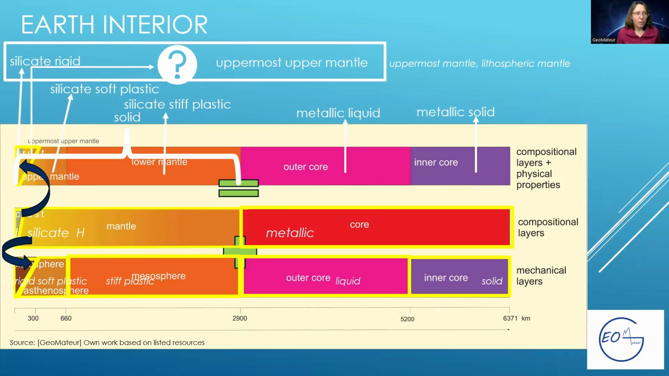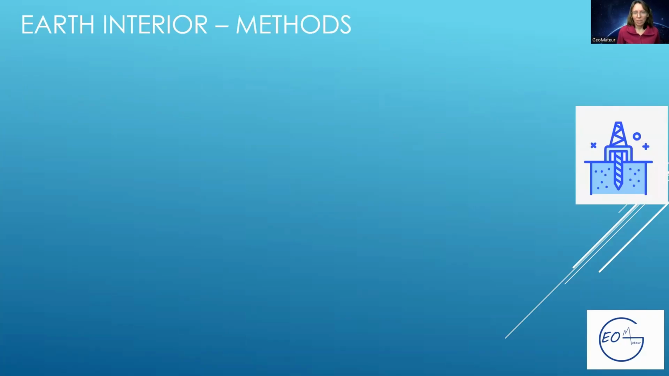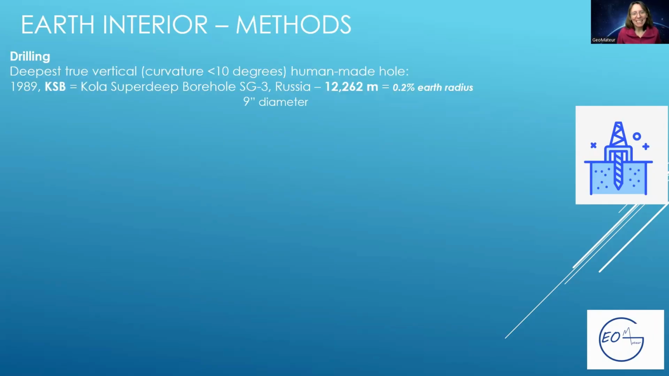And of course, remember the outer layers over the outer core are in a solid state of matter. And now you can ask me, how do we know it? Can we drill, for instance, to the core? Unfortunately not. The deepest ever made hole is Kola Super Deep borehole on Kola Peninsula in Russia.